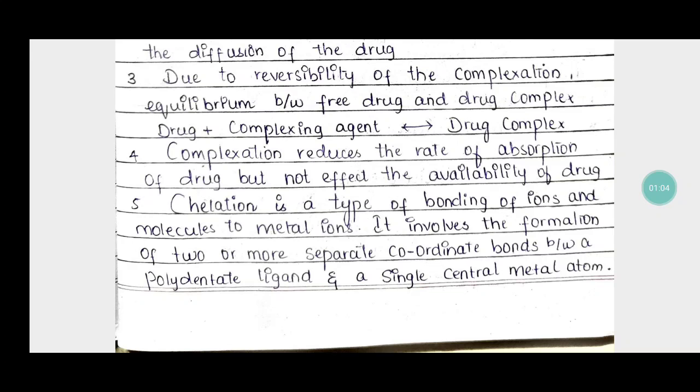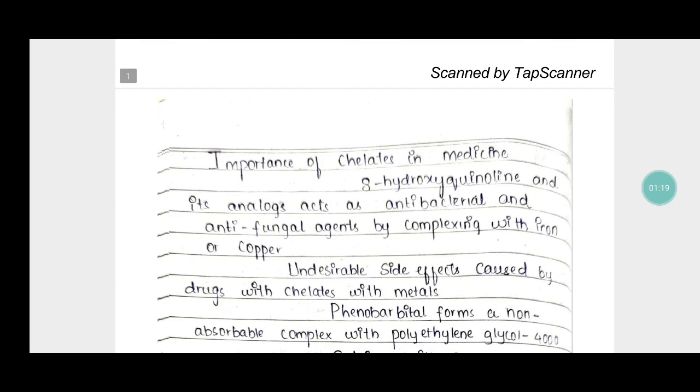Chelation is a type of bonding that involves the formation of two or more separate coordinate bonds between a polydentate ligand and a single central metal atom. So the importance of chelation in pharmaceutical medicines are: 8-hydroxyquinoline and its analogues act as antibacterial and antifungal agents by complexing iron and copper.